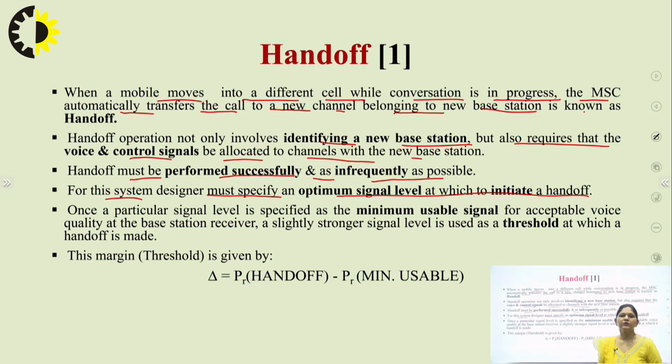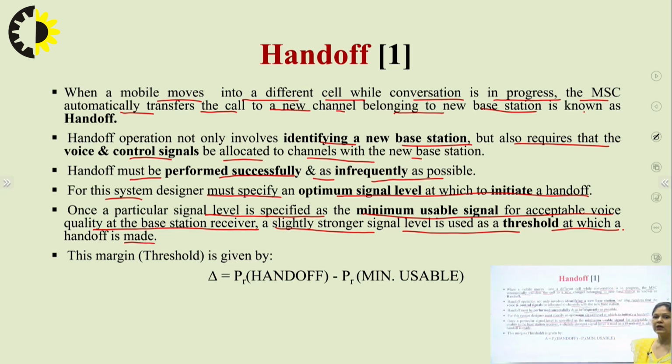Whenever we are using a mobile, there is a power level of the signal with a particular base station. If that power level drops below a particular value, only then should handoff occur. So in the design we have to decide the power level at which handoff should occur. Once a particular signal level is specified, that is the minimum usable signal for acceptable voice quality at the base station receiver, a slightly stronger signal level is used as a threshold at which the handoff is made.